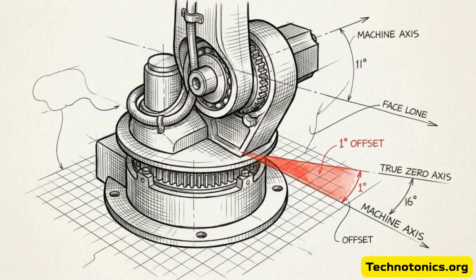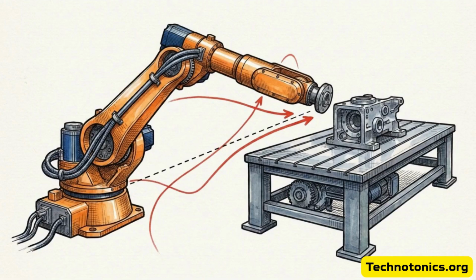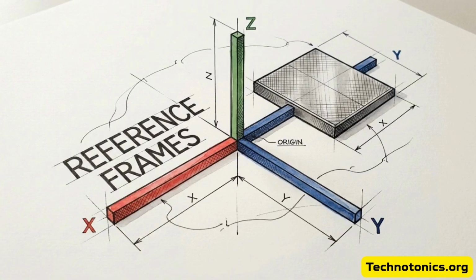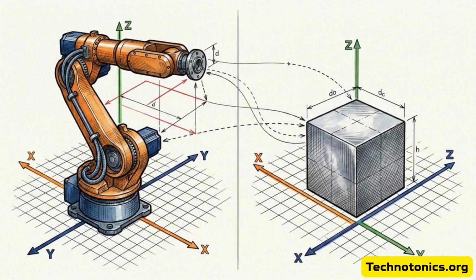Skipping calibration and tool setup creates a compounding error. A millimeter off at the base becomes a massive positional failure by the time the arm reaches the end of its sequence. Now we move to step 3, aligning the coordinate systems. Think of this as giving both the robot and your workpiece a synchronized spatial map to read from.